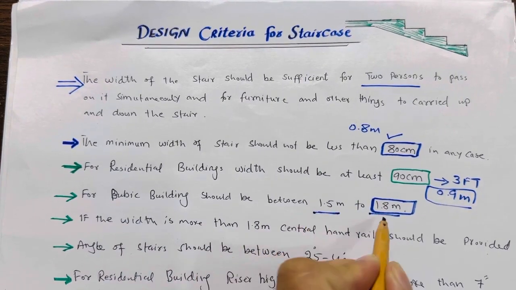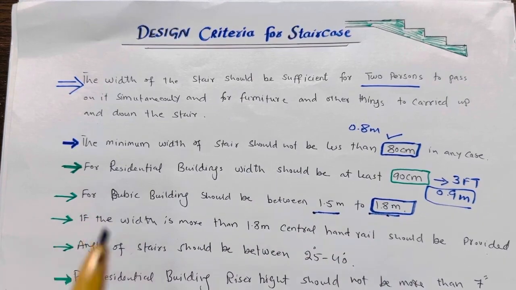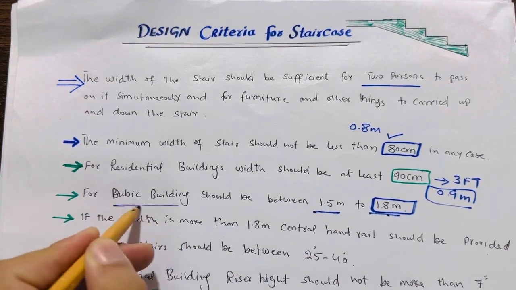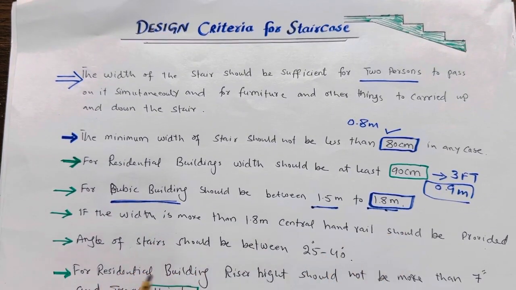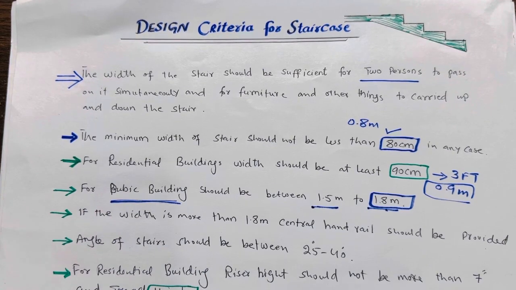Between 1.5 to 1.8 meters for commercial buildings, meaning public buildings. This is very important to know. If you use less than 1.5 meters, you will face more problems in the future, because that is not suitable for two or more persons, since in a public area we have more people, and in a crowd it is not suitable for use.